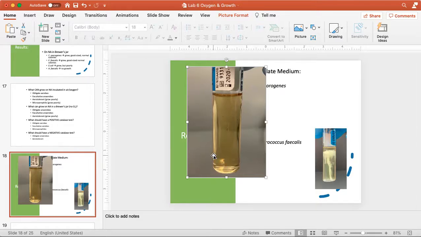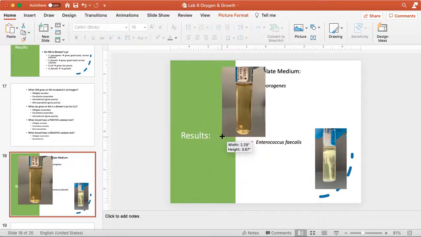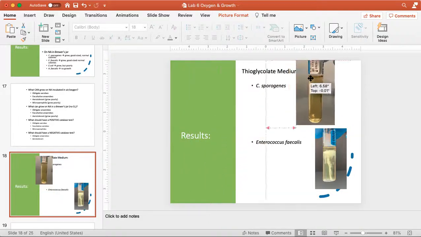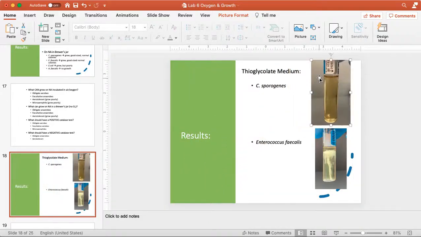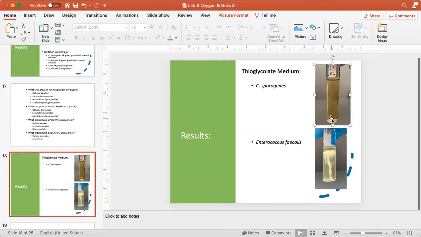I would have expected to see a big mat of material down in the bottom of this tube, but we only got a little clump. Listen, Clostridium is not easy to grow because oxygen is toxic to it. It's possible that that organism just had trouble. Might have gotten exposed to a little bit of oxygen when it was being moved around. But we did get some growth, and we only got growth in the very bottom of the tube.